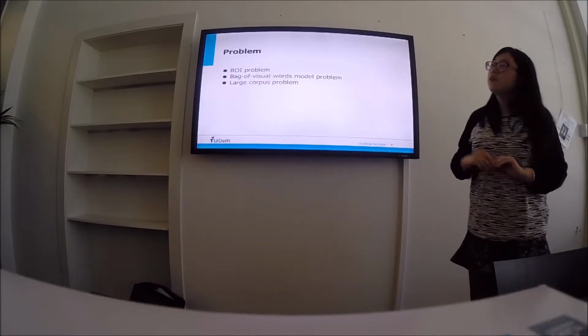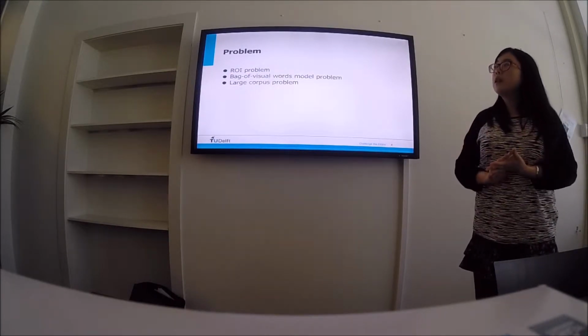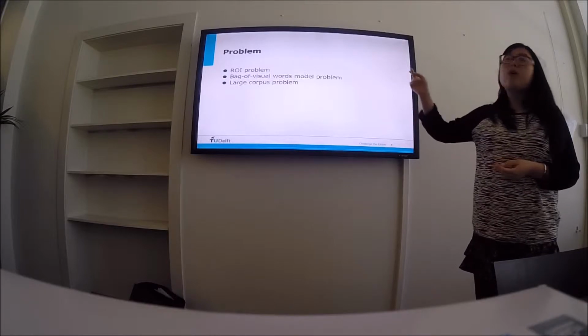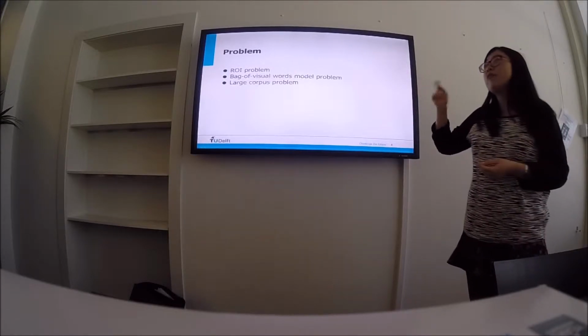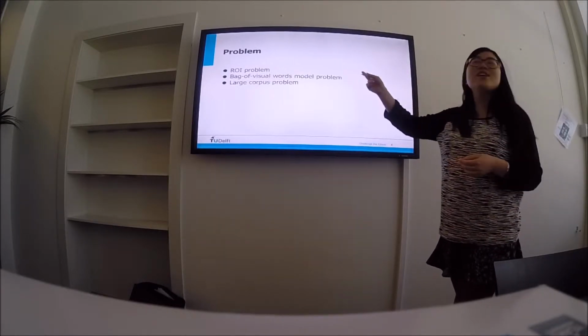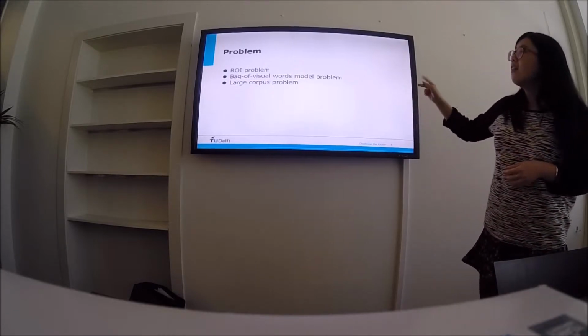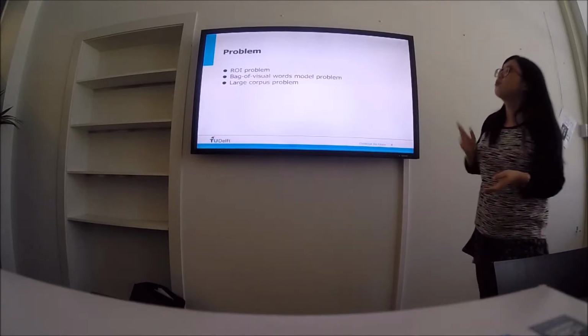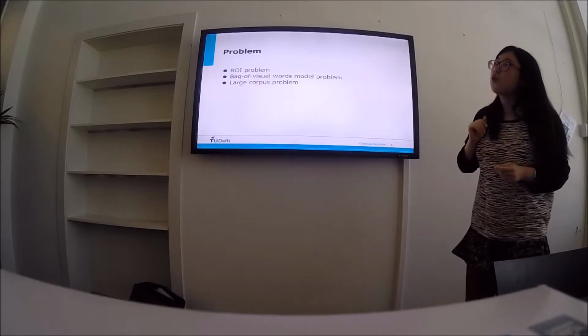According to my research, I found there are mainly three problems. This is the region of interest problem. The second one is the bag of visual words model problem. And the third is the large corpus problem.